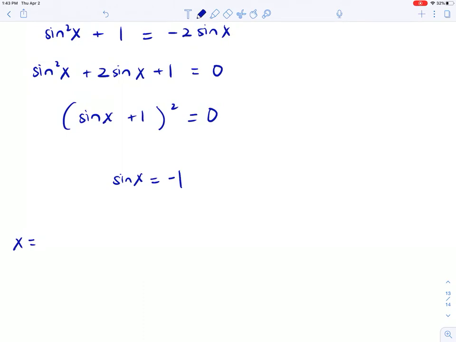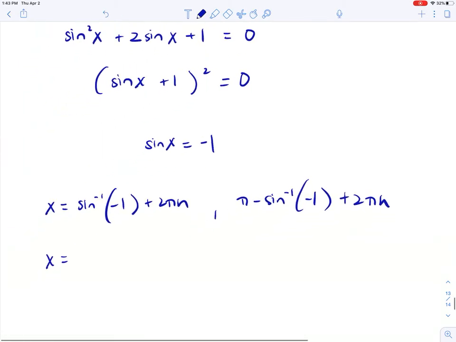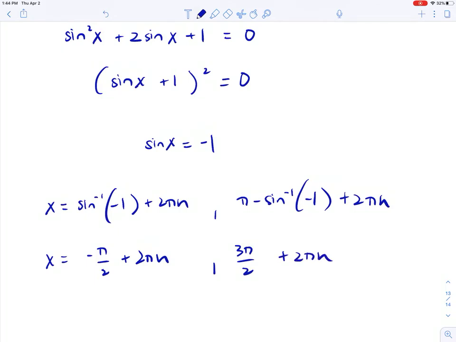And okay, so if you're using that general method for coming up with the general solution set, you would have the inverse sine of -1 plus 2 pi n, or pi minus inverse sine of -1 plus 2 pi n. And then you see that when you simplify this, well, inverse sine of -1 is -pi/2. And pi minus -pi/2 is actually 3 pi/2.